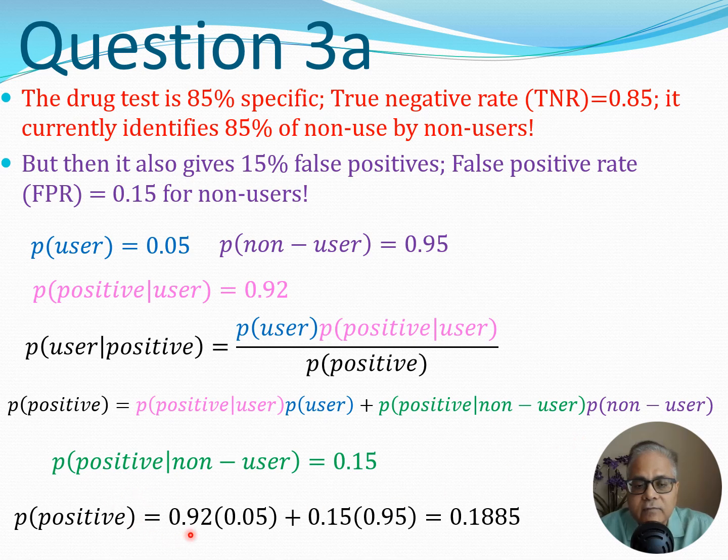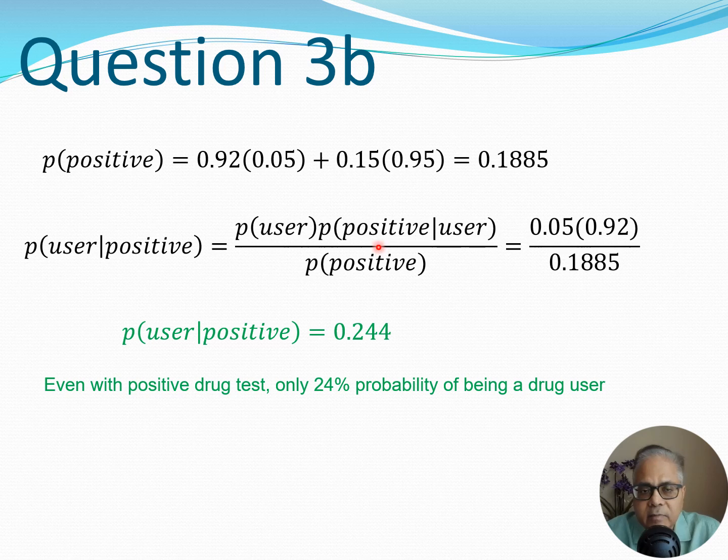I can then calculate P positive to be 0.92 into 0.05. These are the first two values here. Remember, P positive user is 0.92, P user is 0.05. And the second case involves P positive non-user, that's 0.15, and P non-user is 0.95. So totally I get this probability of P positive as 0.1885.